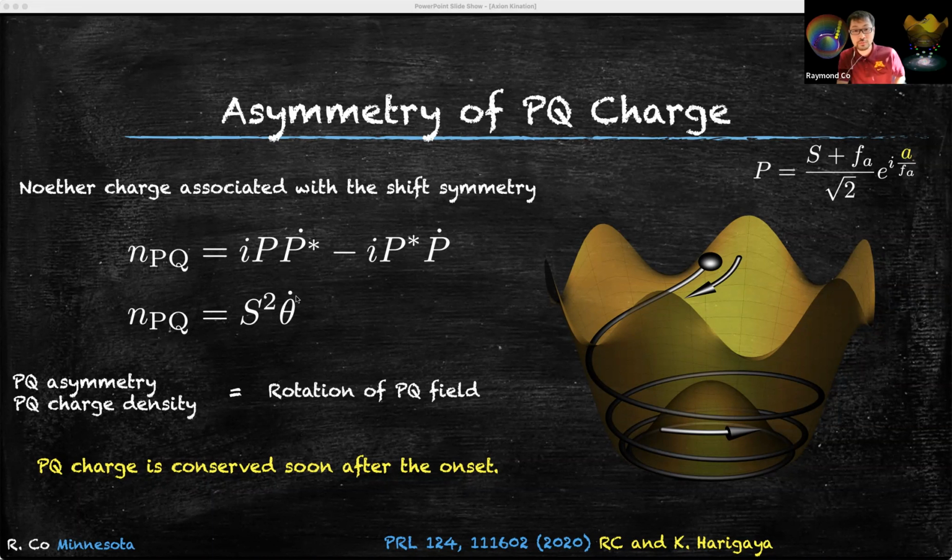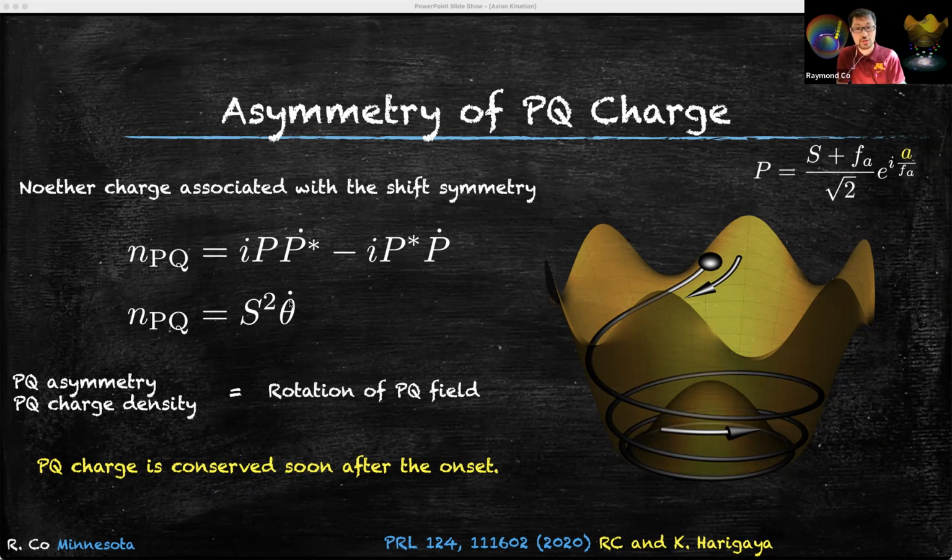And this is no surprise, because this is nothing but the angular momentum in classical physics. This is r squared omega. And this is basically the rotational symmetry in classical mechanics. So we can now say that the rotation has a conserved angular momentum. And we call this conserved charge the Peccei-Quinn asymmetry, with the Peccei-Quinn charge number density, because that's the conserved quantity that this field will carry.